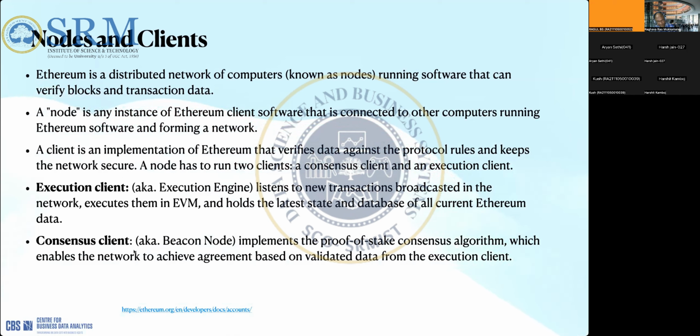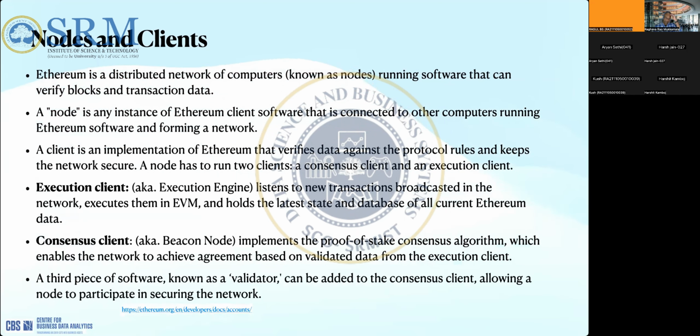So the consensus client, which is called the beacon node, remember we were discussing this ledger and things like that. So this is the new consensus layer, which is now added to Ethereum 2.0, right? The consensus node implements a proof of stake algorithm, which is the current consensus algorithm, and which enables the network to achieve agreement. So this is the one which is playing the role of validator node and proposing the block and all other kinds of things.